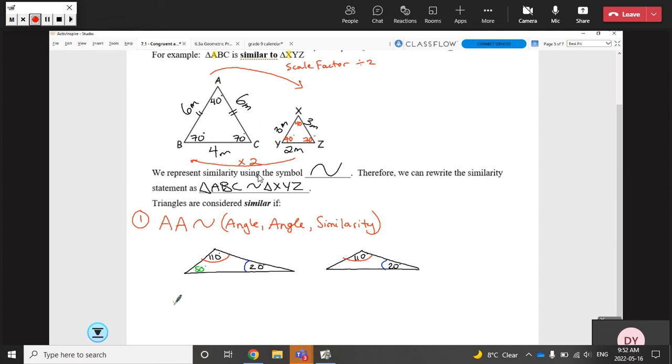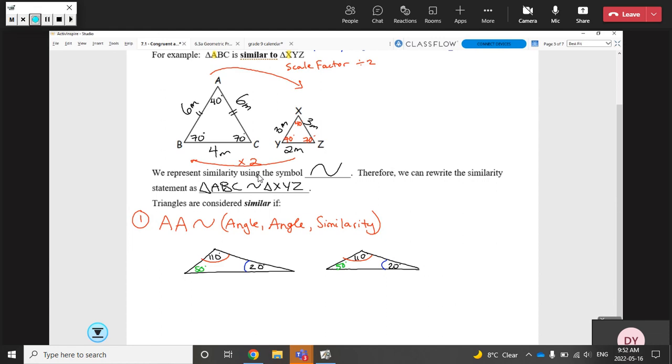Likewise, if this is 110 and that's 20, this has to also be 50. So we don't really have to look at all 3 of the angles. We just have to make sure 2 out of the 3 are equal to one another. Because if 2 out of the 3 are equal, then all 3 are going to be equal, since they all have to add up to 180 degrees. So that's angle-angle similarity. It's a wonderful weapon, and we're really going to use and abuse it a ton.